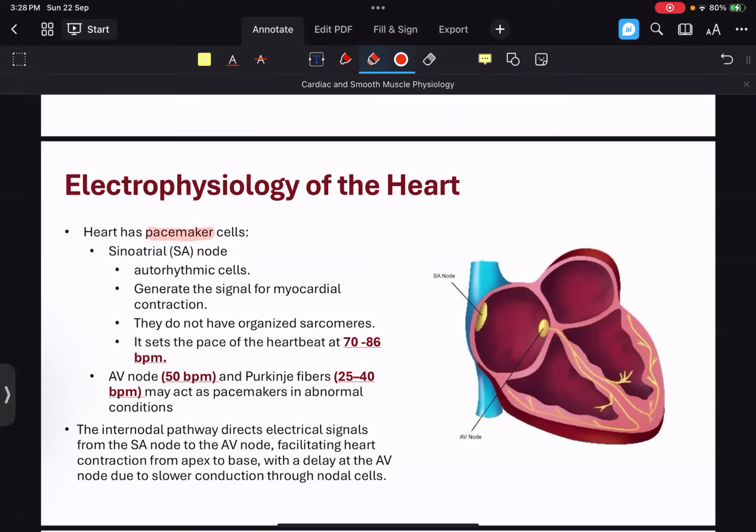Usually depolarization in cells occurs because of a prior signal. It could be because of a stretch. It could be because of some form of receptor being activated. But these pacemaker cells are special because they do not need that. On their own, they can start to spontaneously depolarize.